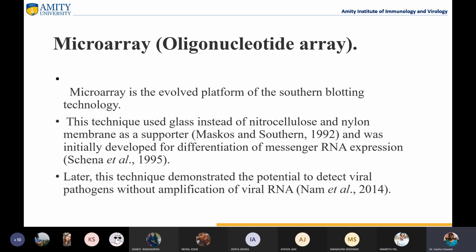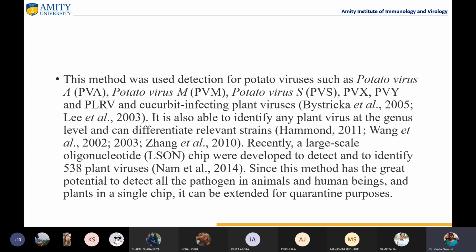All we need is a sample, and if it is a DNA blot, Southern hybridization, we need DNA. We run it in electrophoresis, and from the gel we transfer it to the membrane directly. So it is a bit easier to do as compared to that. Microarray we discussed yesterday, so I'll skip that.